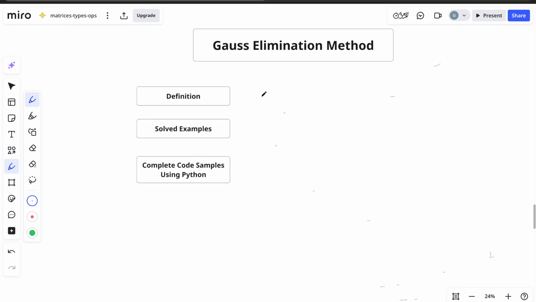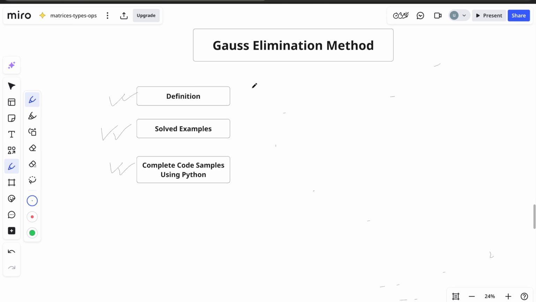This is the last video in the matrices series, in which we will understand the Gauss elimination method. We will follow the process of giving a formal definition first, try and solve a couple of examples, and then show it using Python code samples. We will try and show various types and operations that we have discussed, and the determinants part, and also the Gauss elimination method in the Python code samples.